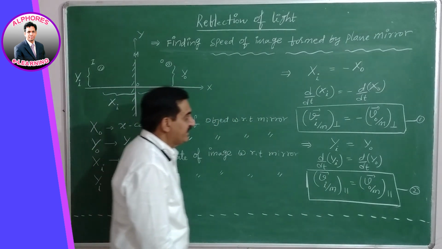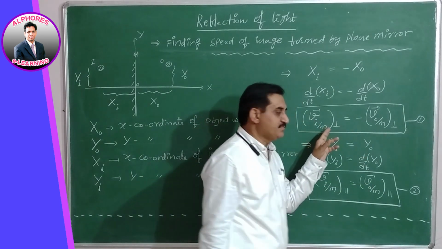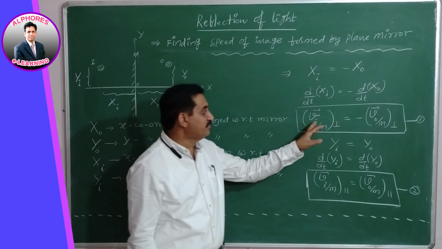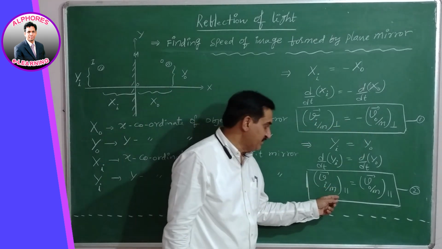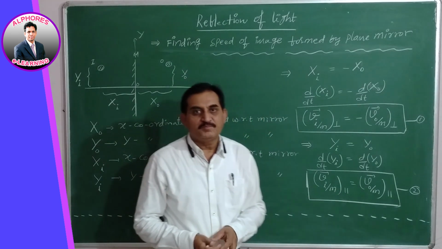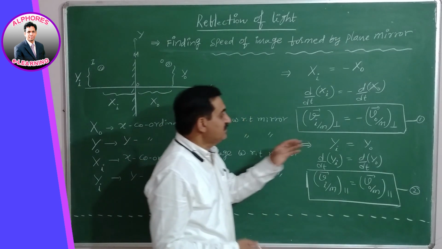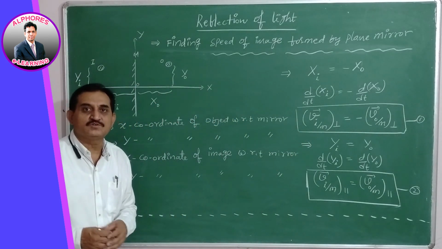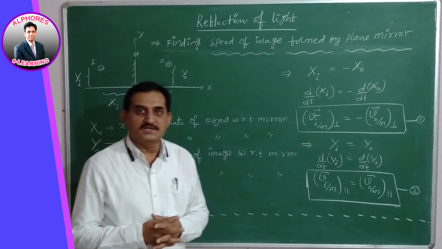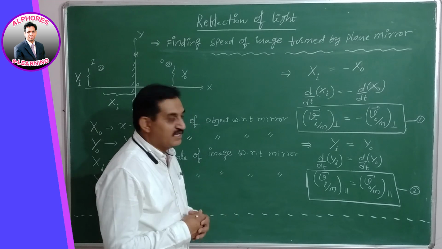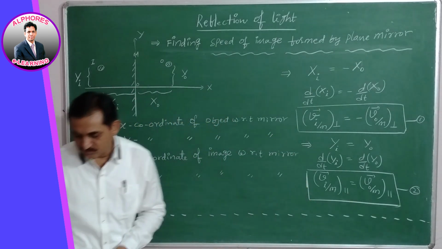So finally we attain two equations. One is the speed of image with respect to mirror in the direction perpendicular to the plane of the mirror, and the other is the speed of image with respect to mirror in the direction parallel to the plane of the mirror. These are the two equations which we are going to use to solve the problems. Let us move on to some problems and see how we can solve them using these equations.